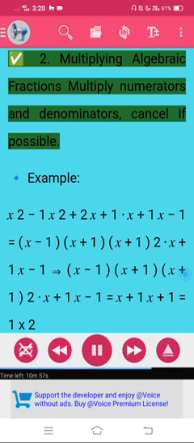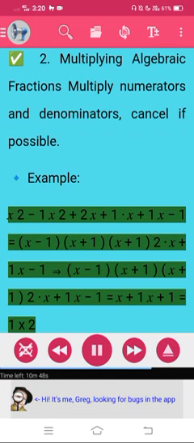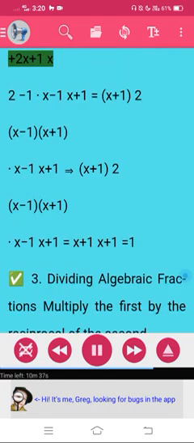2. Multiplying algebraic fractions: multiply numerators and denominators, cancel if possible. Example: (x² - 1)/(x² + 2x + 1) · (x + 1)/(x - 1) = (x - 1)(x + 1)(x + 1) / (x + 1)²(x - 1).